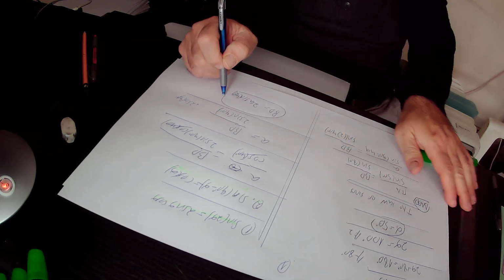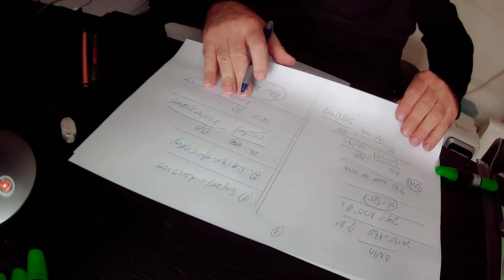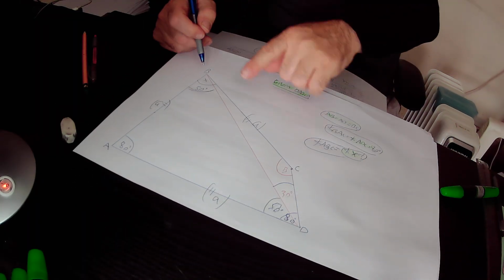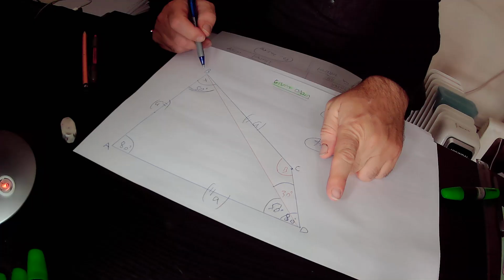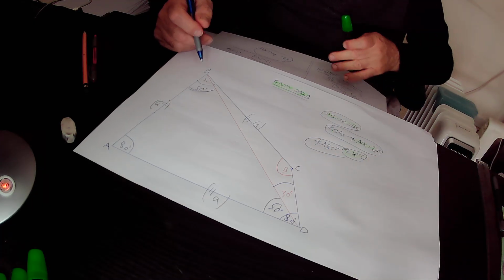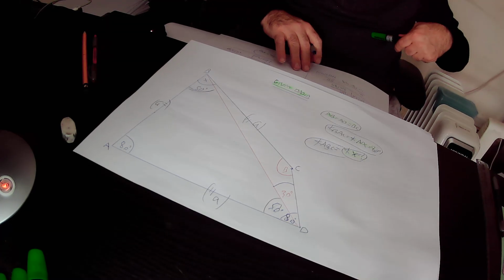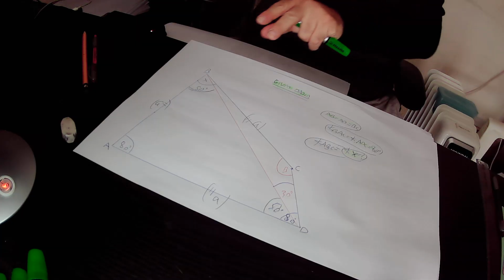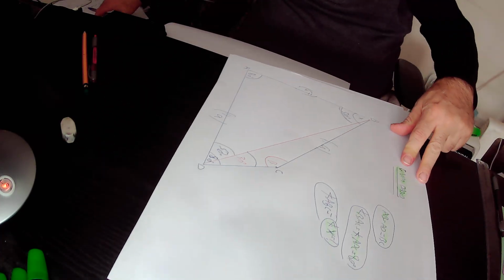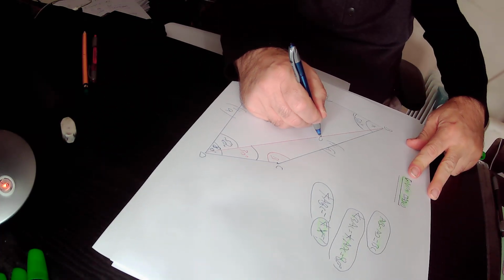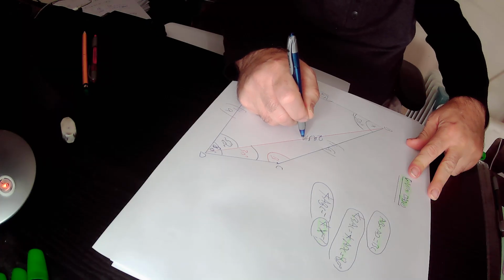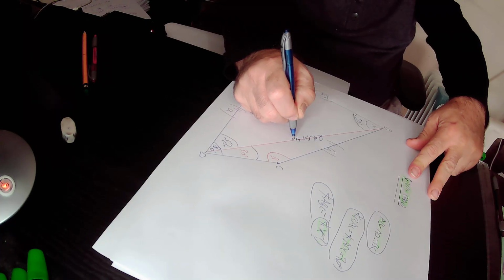And again, this is the missing side BD, which is equal to 2A times sine 40 degrees. So write it down: BD equals 2A times sine 40 degrees in its length.